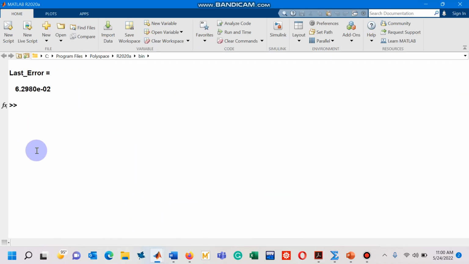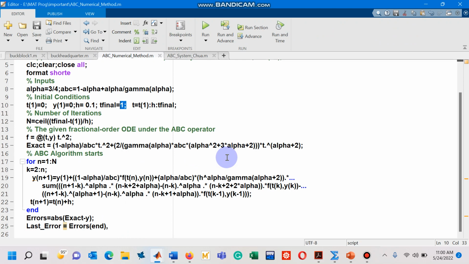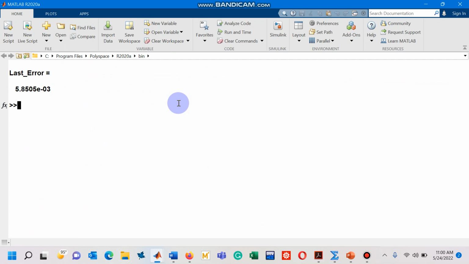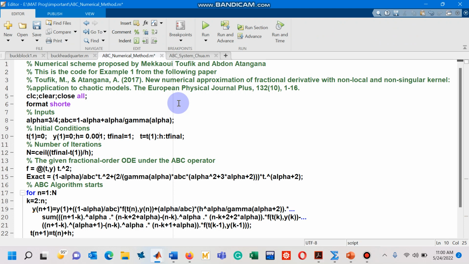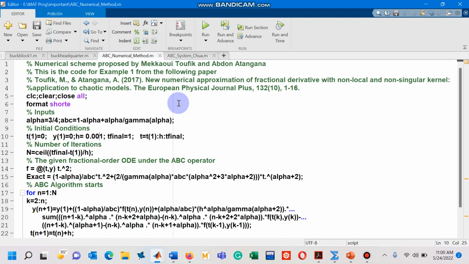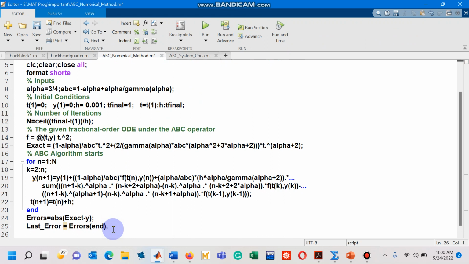So you can see the error with step size 0.1 is 6.2980 times 10⁻². So let me further decrease the step size to 0.01 and run the script again. You can see that now the error is 10⁻³. Let me decrease the step size by one more order of magnitude, and now you can see that the error also reduces by one order of magnitude. So by this behavior, it seems that the numerical scheme proposed in the research paper is a first order convergent scheme.